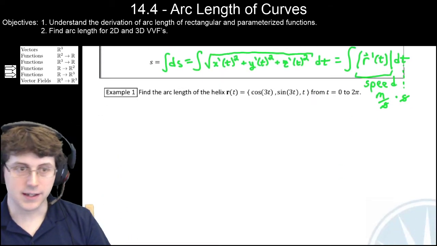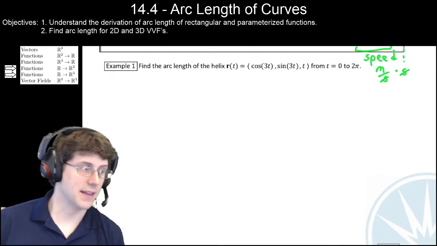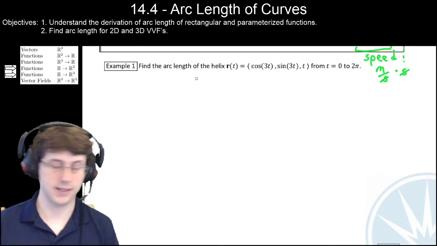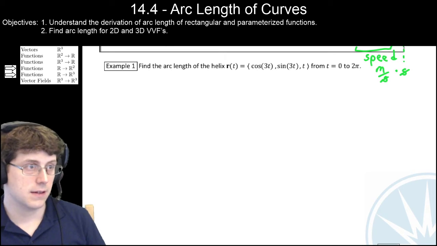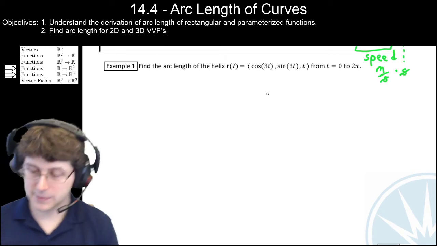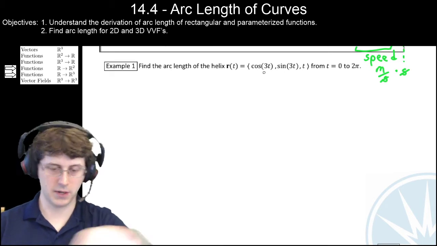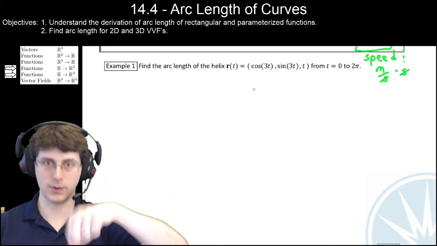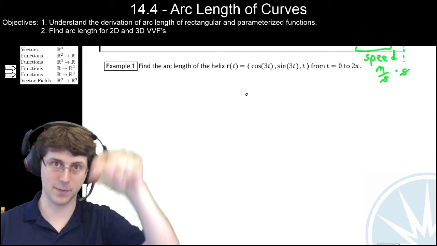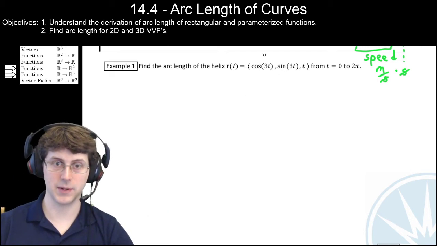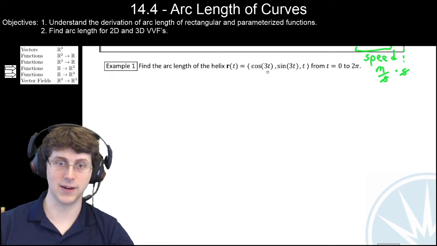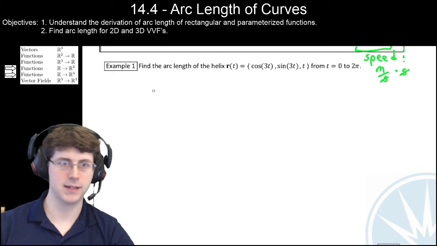Okay, let's see how to use this in practice. To find the arc length of a helix, we've seen some helices. Helices are circles that are going up in the z. They're circles in the xy plane or in some plane, and they're going up or down in the z direction. So here, this one in x and y is a circle that's spinning around at triple speed, and then it's going up at 1 unit per time.